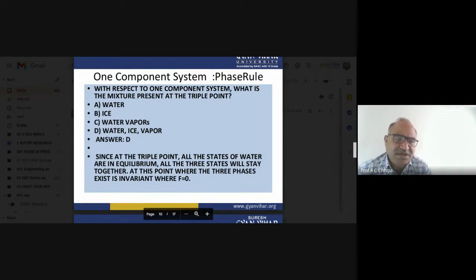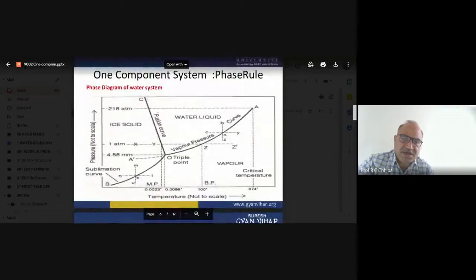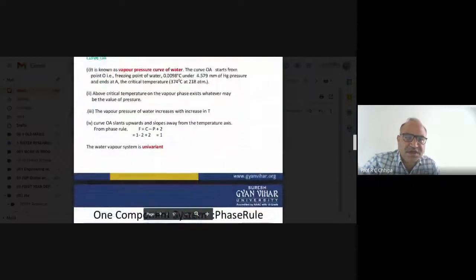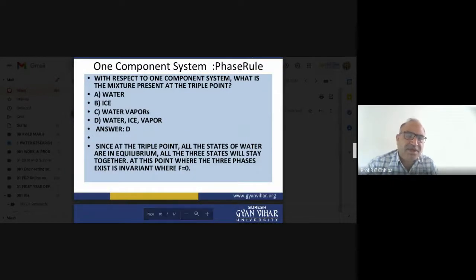So the correct answer is water, ice and vapor. This is clearly indicated in the phase diagram. Water here at the O point, so the correct answer itself is D: water, ice and vapors are present.